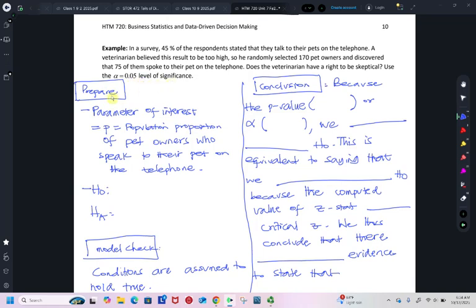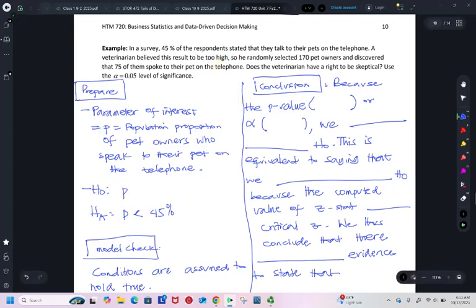Step 1, we prepare. What is the parameter of interest? That will be the population proportion of pet owners who speak to their pets on the phone. And regarding that parameter, the veterinarian believed this result to be too high. That is the claim that needs to be tested. That this proportion of those who speak is too high. That means it should be lesser than what? 45%.